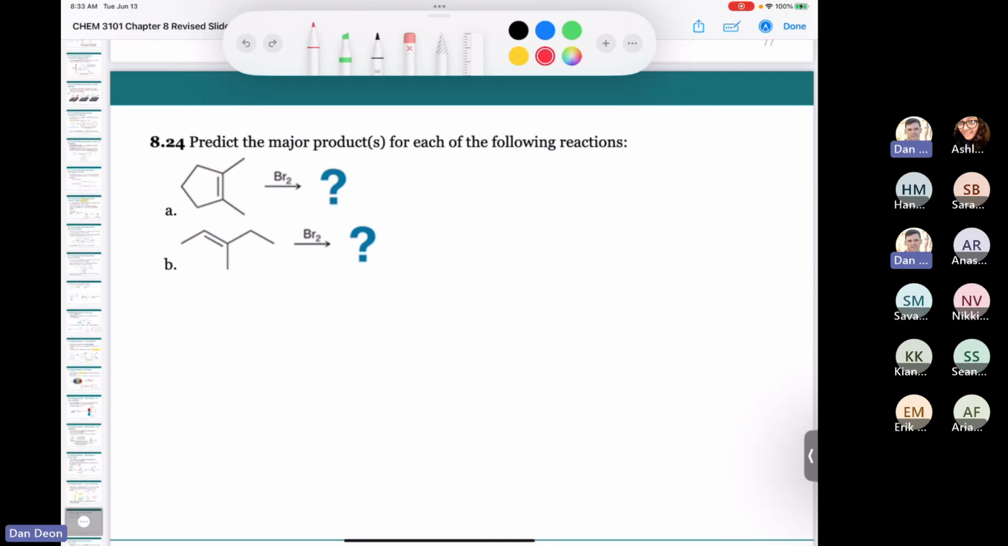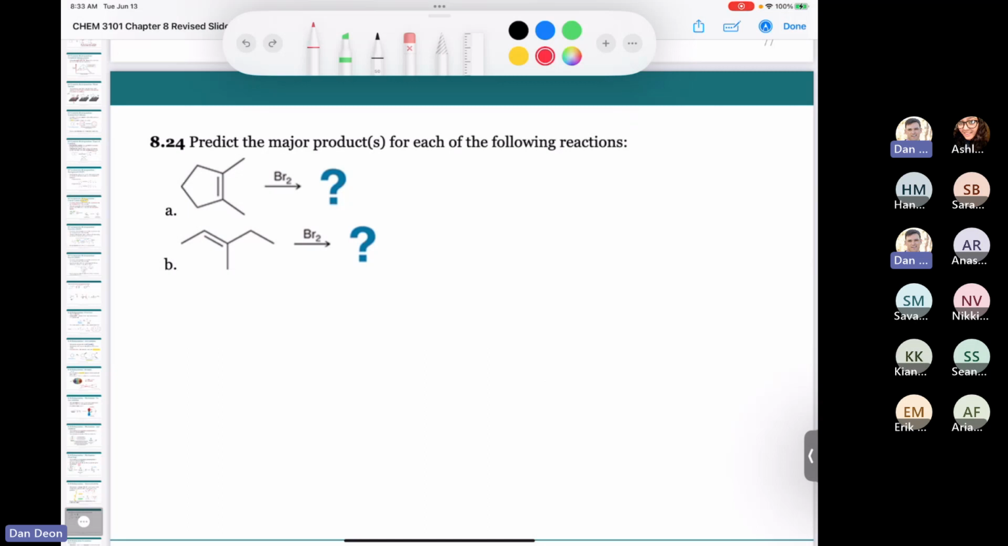Just going to grab my notes here quickly, just to make sure I don't leave anything out. I don't think I have. Wilkinson's catalyst. Yep.